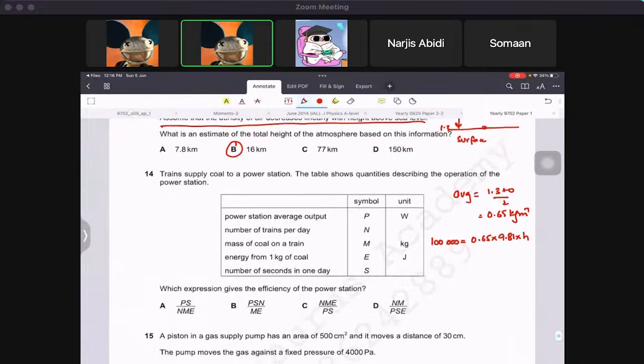The table shows quantity describing the operation of power station. Which expression gives the efficiency of power station? So power station average output, number of trains per day, mass of coal on train, energy of 1 kg. So fine. Number of seconds in 1 day.